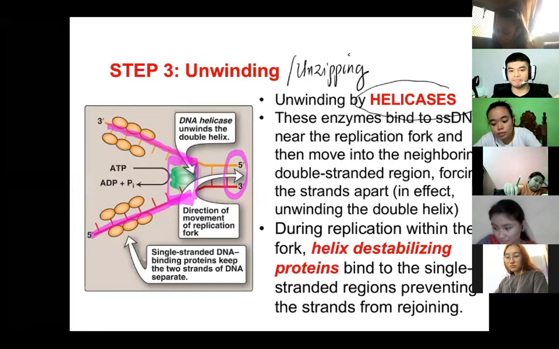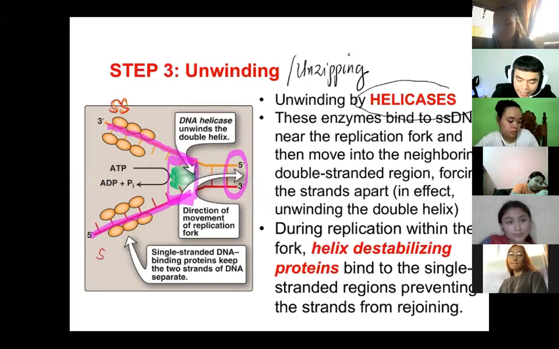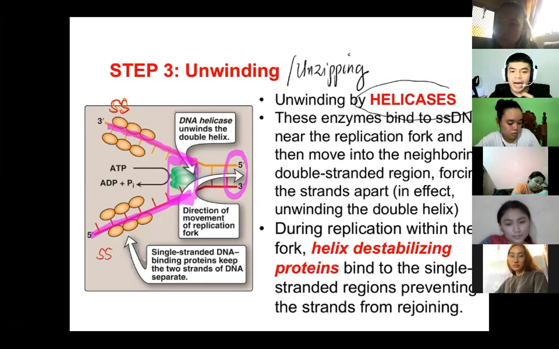So naibuka na siya. So what happens next? O continue natin. Ang problema dito, ang possible problem is that pag binuka ng DNA helicase, yung double-stranded DNA, yung mga single-stranded, I repeat, yung mga single-stranded na nahiwalay na, may tendency bumalik sa dati. They can rejoin, in other words. Okay, they can rejoin. So para mapigilan ang rejoining ng mga single-stranded DNA, kailangan merong mag-lock sa kanila.